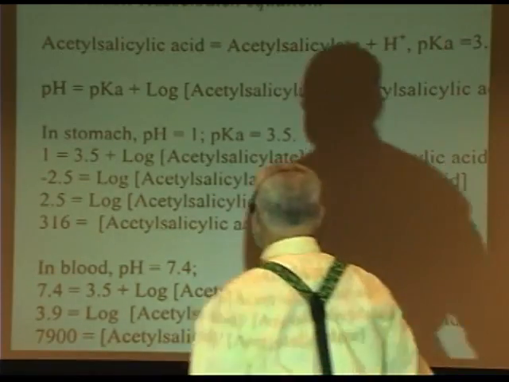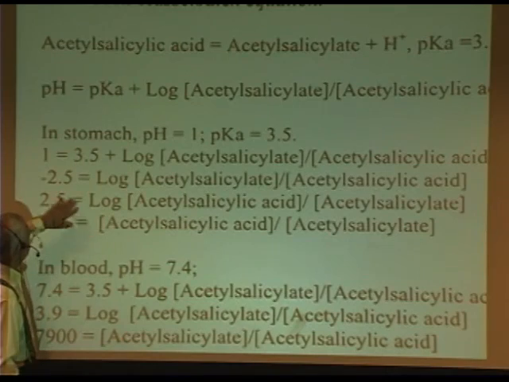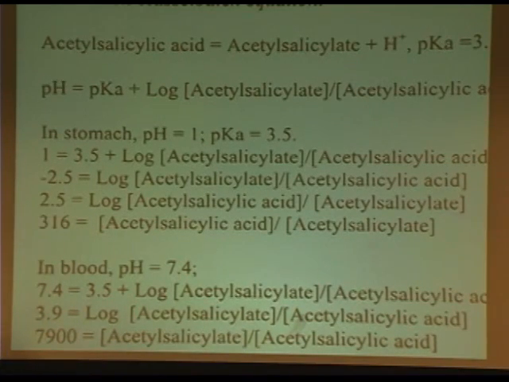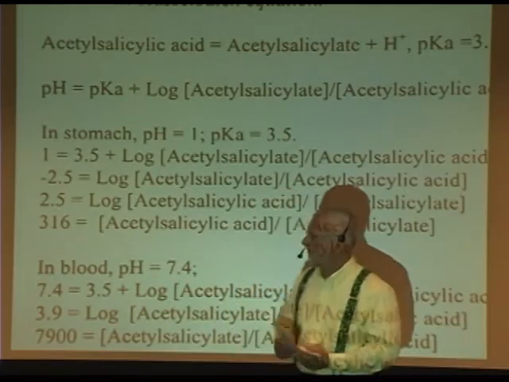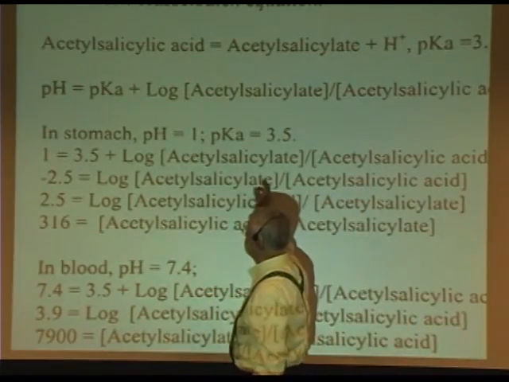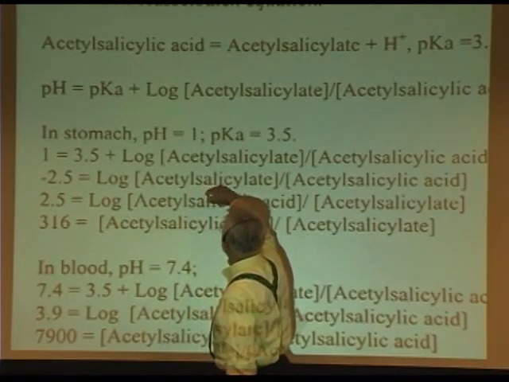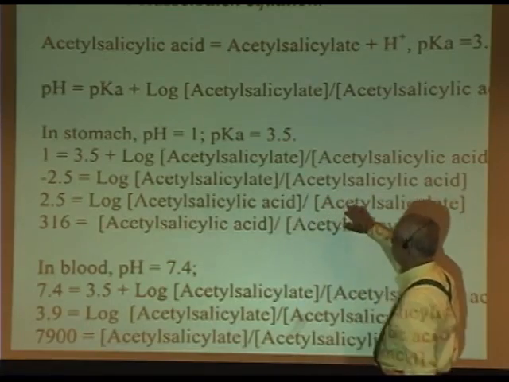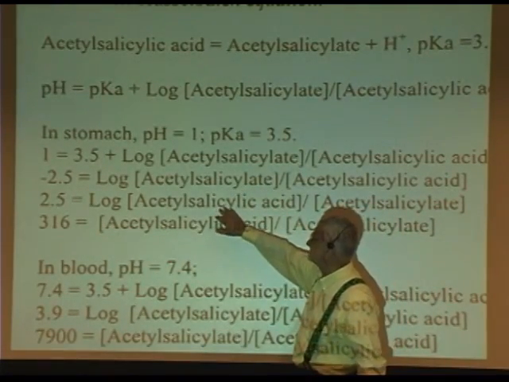Okay. We set this up and we say the pH is 1, the pKa is 3.5. We move the 3.5 to this side of the equation. We get 2.5. But we got a minus sign there, and that bothers us. How are we going to get rid of the minus sign? We multiply both sides by a -1, and then we turn the minus log we get into a plus by inverting the denominator and the numerator. And here we've done that. The numerator here was acetyl salicylate, and here it's acetyl salicylic acid.